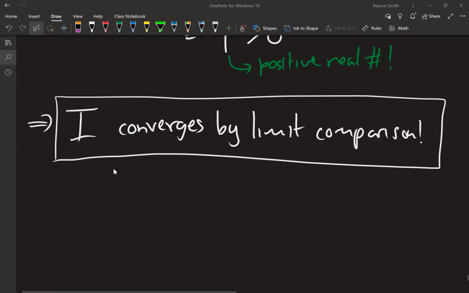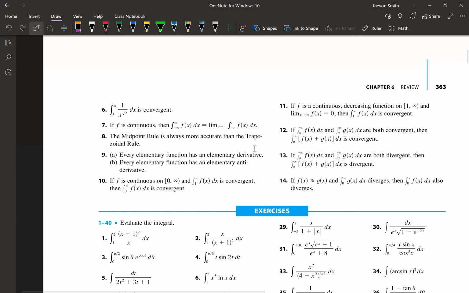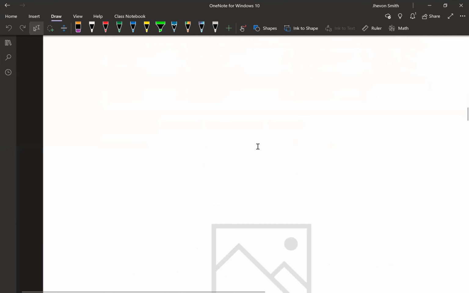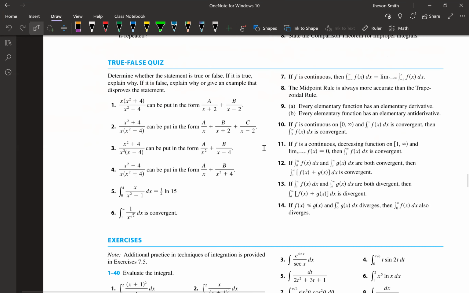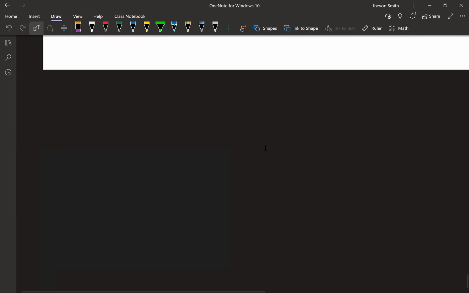So here on this page over here, I posted a bunch of integrals. I took a bunch of textbooks and I copied up all the integration review sections from those textbooks. So hopefully you're seeing this.